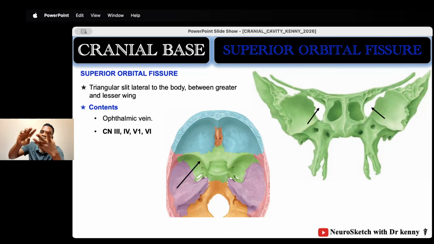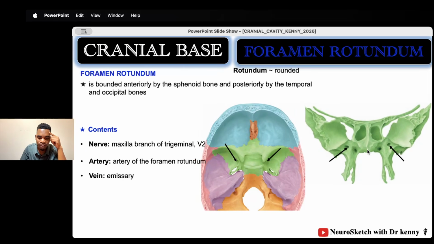4, 6, and the first branch of V5 of trigeminal. Cranial nerve number 3, 4, 6, and V1. These are passing through the superior orbital fissure together with the vein, which is the superior ophthalmic vein. Remember, we've seen the arteries going through the optic canal, and then the superior ophthalmic vein is going through your superior orbital fissure.